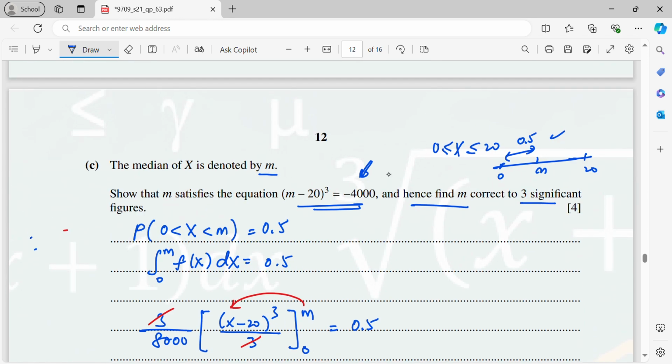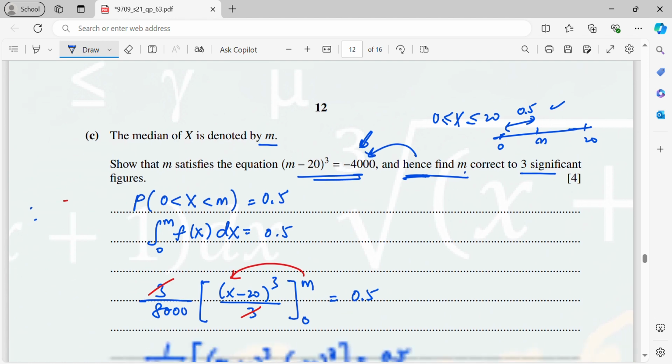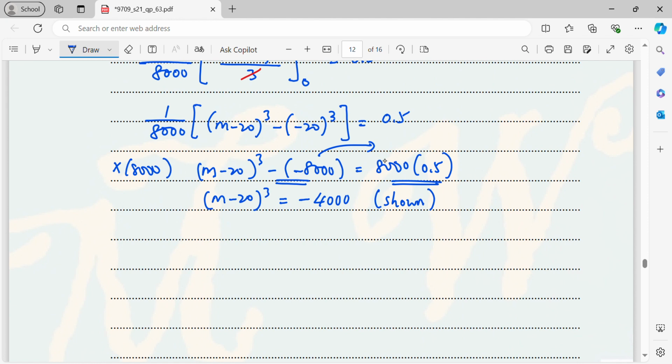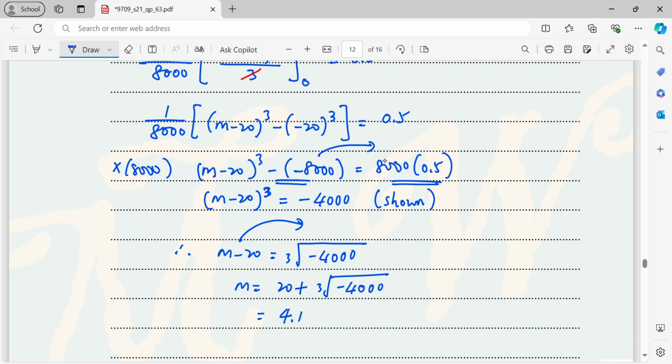Right, and now the next question is hence. Hence means use a previous expression, find m equal to 3 significant figures. So now to get the m, I will move the cube to the other side, means I take cube root. So now here, m minus 20 equals to cube root of negative 4,000. Then now, this minus 20 will move to the other side. So m equals to 20 plus cube root of negative 4,000. And now just calculate this whole value correct to 3 significant figures. That is 4.31. That is your answer.